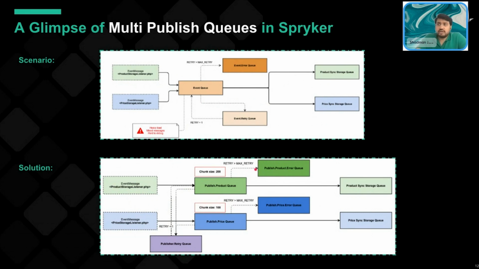Also, we have a retry mechanism. If we are getting errors, we will push them into the error queue for product. Similarly, we have an error queue for prices. So everything will be managed separately, and this will help you to debug your problems and understand things if something goes wrong.